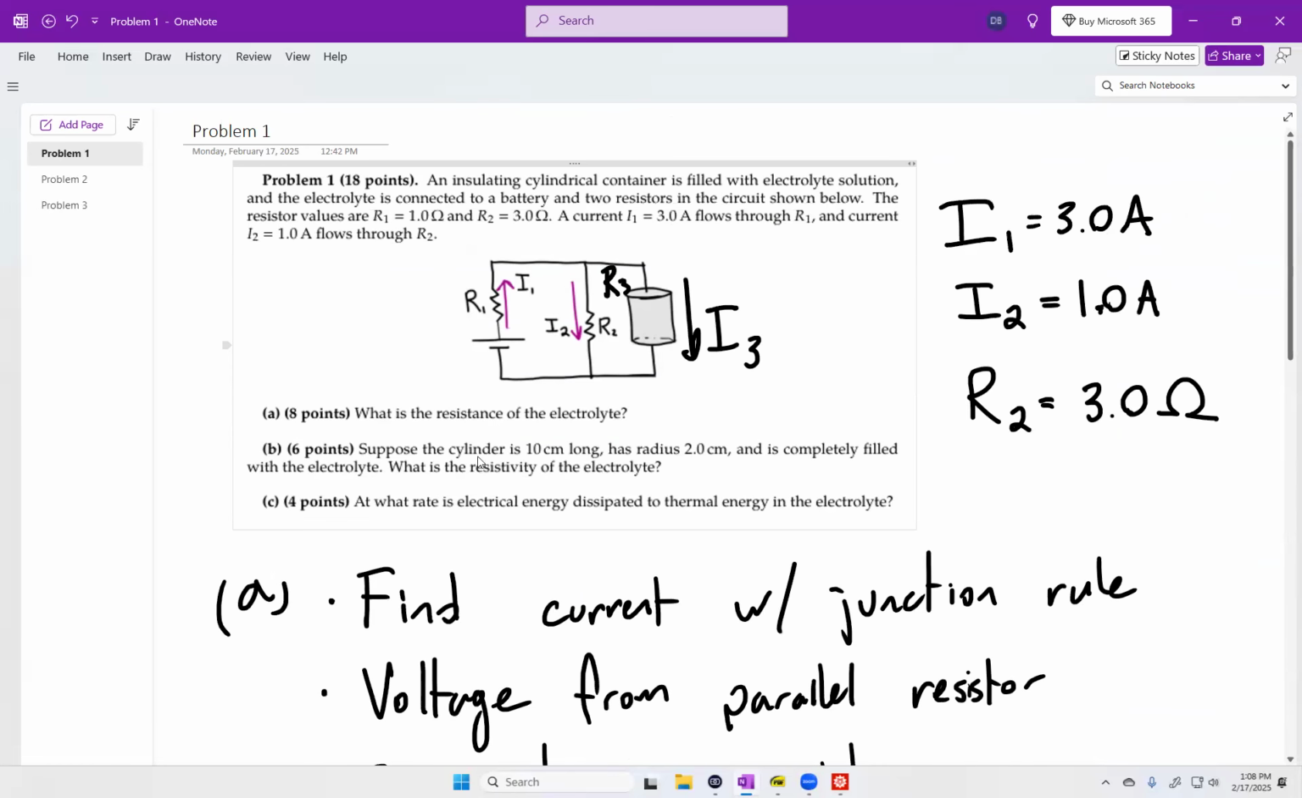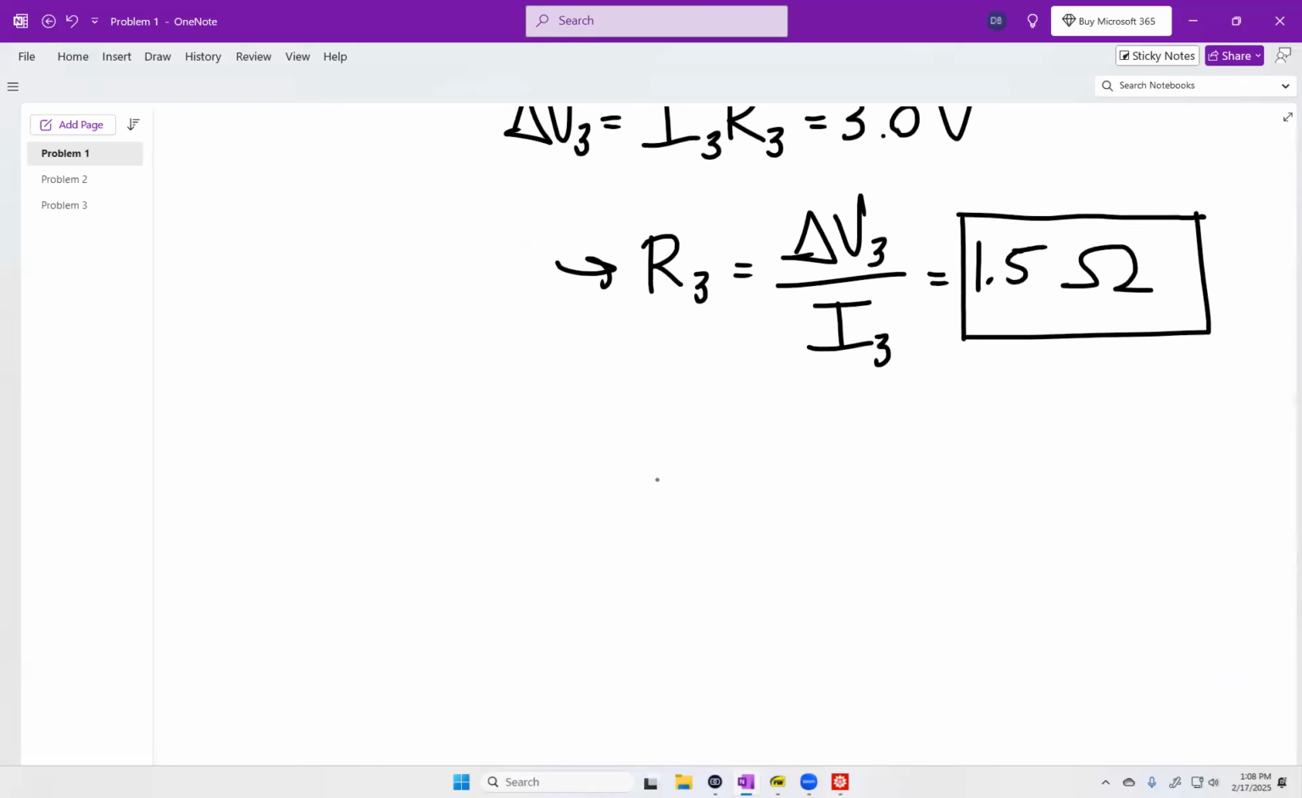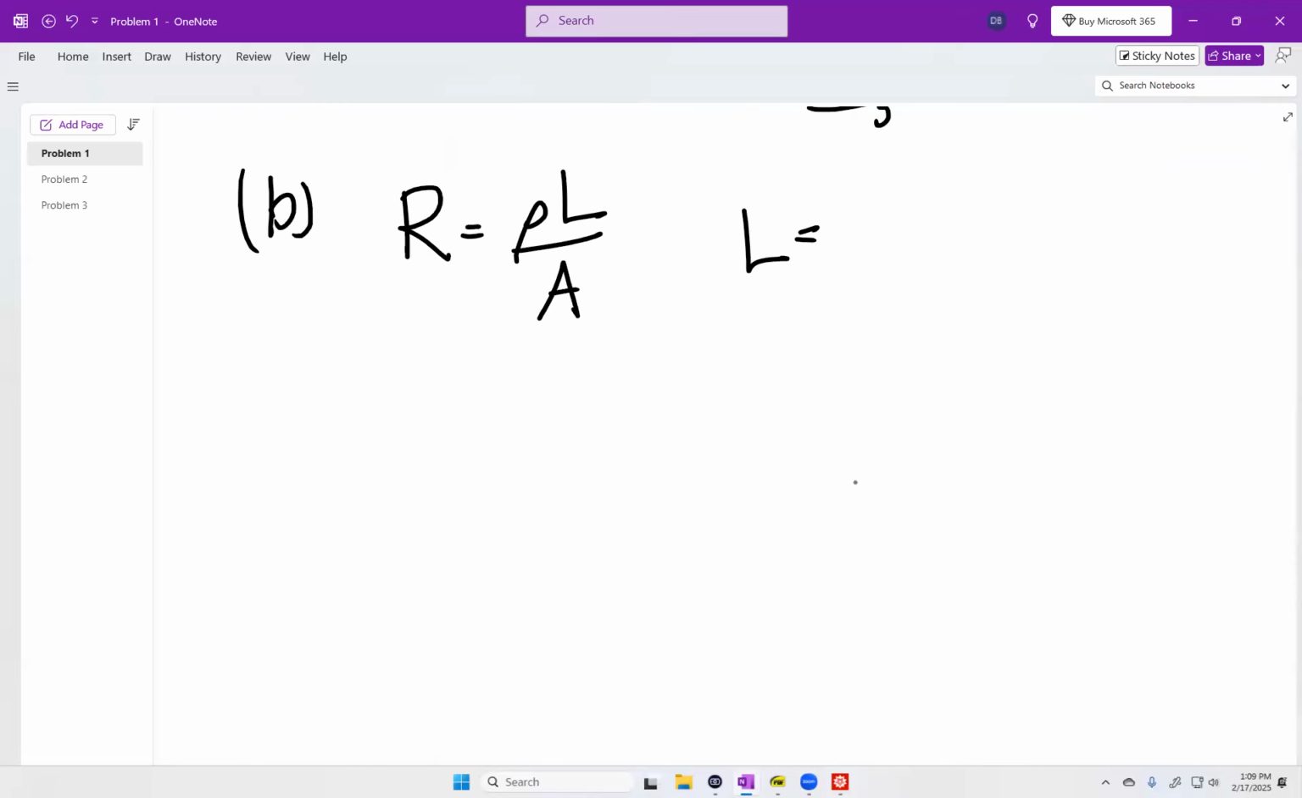Now we're told, suppose the cylinder is 10 centimeters long, has a radius of 2 centimeters, and is completely filled with the electrolyte. What's the resistivity of the electrolyte? So this is just using our formula for relating the resistivity and the resistance. Okay, we're told L is 10 centimeters, and the radius is 2 centimeters. Our area, it's a cylinder, so the cross-sectional area is the area of a circle. So it's just pi r squared.